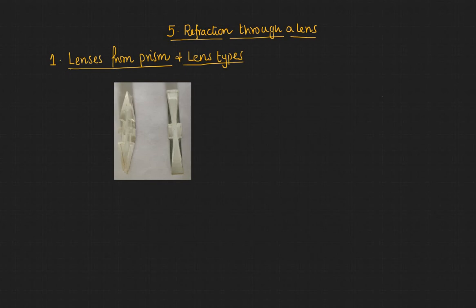So first, let's look at how to make a lens from a prism and what the different types of lenses are. You can see here that we have a prism like this, and in the center it's more like a glass slab, right? And here there is another prism, right? So this type of formation is what we call the convex lens.